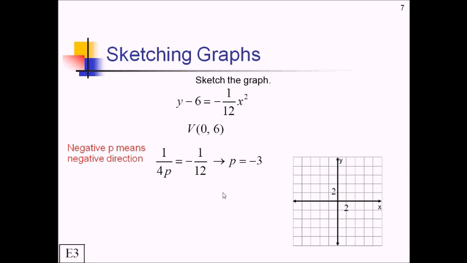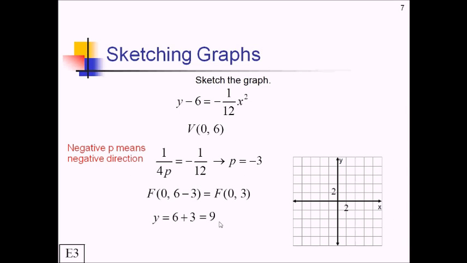Which coordinate on the vertex? Well, this is up-down, so we're going to do the y value of the vertex. So we're adding -3 to 6, so that's 6 minus 3 for the y value. So our focus then will be 0, 3. And then for the directrix, we're going to subtract p from that y value. So we're going to have y equals 6 minus -3, which is 6 plus 3, or 9.